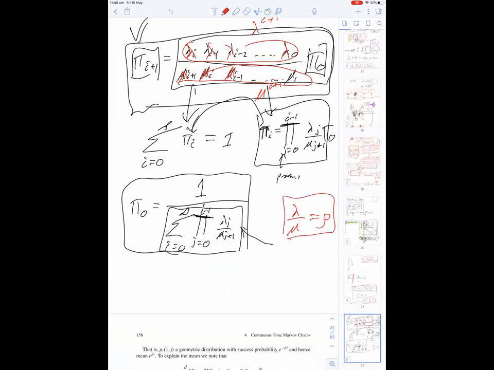And you plug this thing in, etc. And you do the calculations, well, simple ones. And what you're going to get is that pi_i is nothing but (1 minus rho) times rho to the power i. Yeah, that's what you're going to get for i = 0, 1, 2, 3, etc.